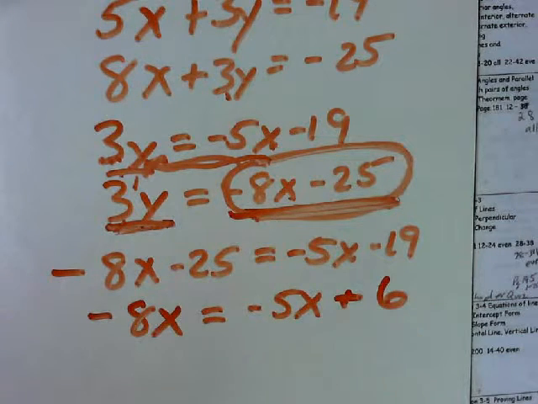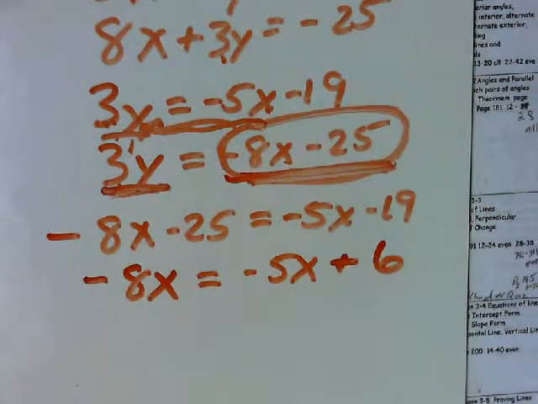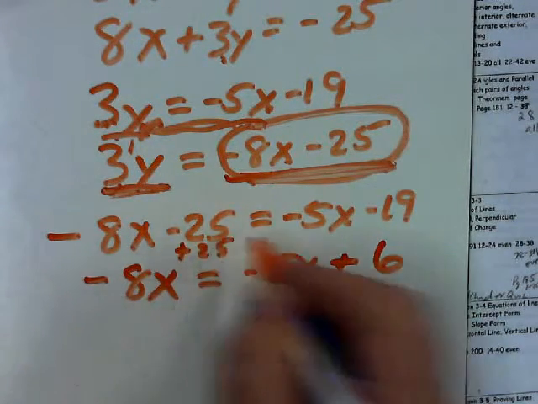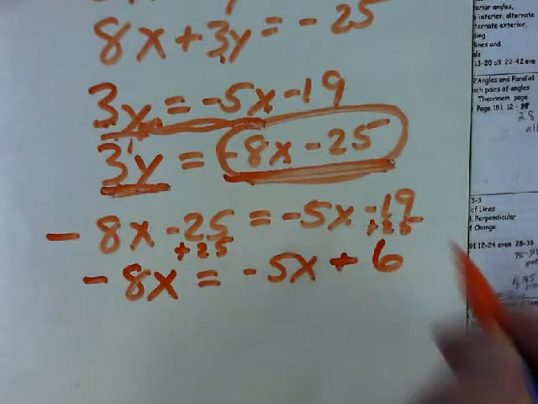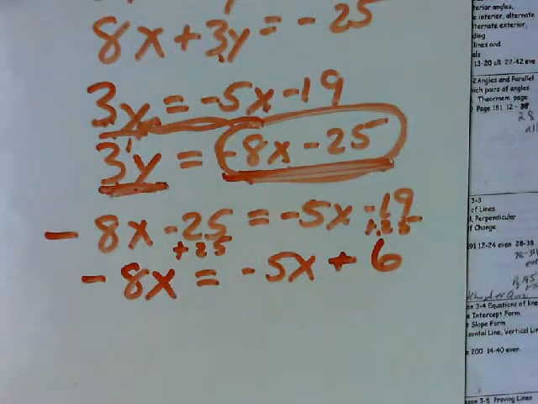Ooh, there we go. Wait, why'd you change it to plus? Which one? There's more positive than there's negative. If I added 25 here and I added 25 here, what's 25 minus 19? 6. The bigger number is positive, so that's why it gave me a positive 6.